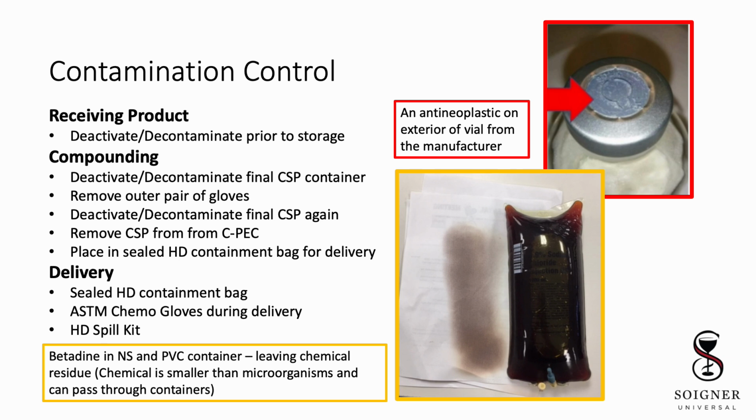Again, when delivering a hazardous drug preparation, ensure that it's in a sealable hazardous drug containment bag and wear ASTM-rated gloves during transport. Note the photo in the yellow on the right. This is an example of betadine injected into a PVC bag and set on white paper. After some time, the paper turns black, showing that chemicals can, in fact, move across the barrier of the final preparation container. Remember to always carry a hazardous drug spill kit during transport in event of breakage.